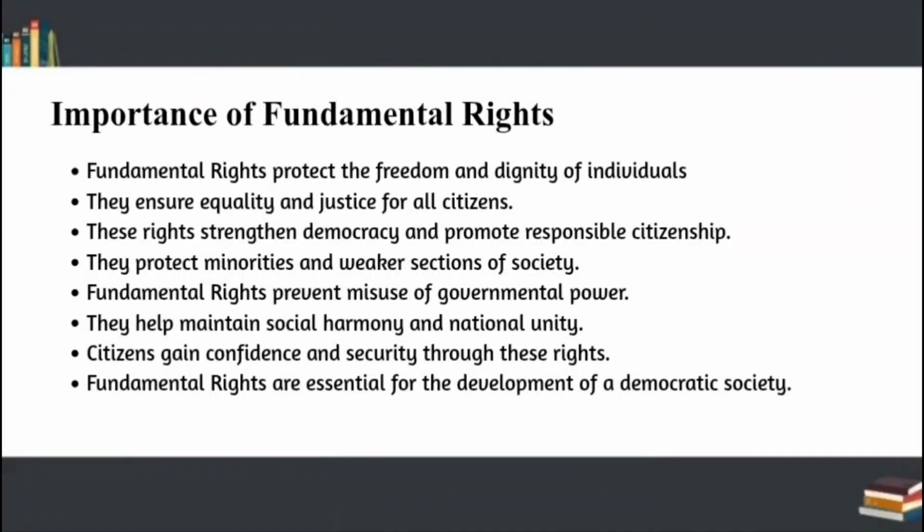Importance of fundamental rights. Fundamental rights protect the freedom and dignity of individuals. They ensure equality and justice for all citizens. These rights strengthen democracy and promote responsible citizenship. They protect minorities and weaker sections of society. Fundamental rights prevent misuse of government power.